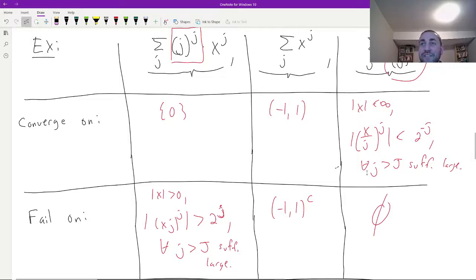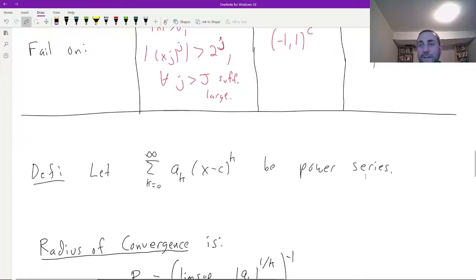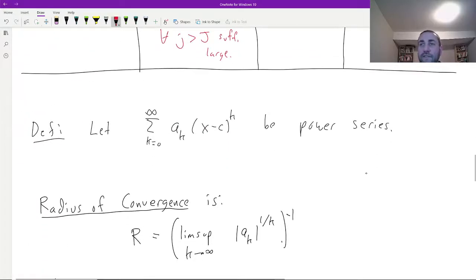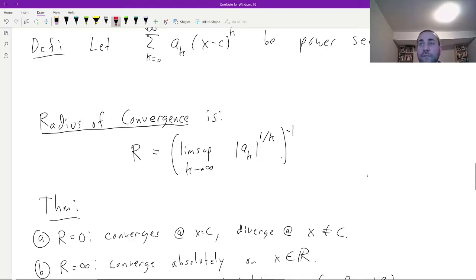Now, it's a little bit hard to just do these arguments for every individual power series, so we want to develop a little bit of a theory. And for the rest of this video, I'm going to have the following notation. I'm going to let the sum from k equals 0 to infinity of a_k times (x minus c) to the k be some power series. And now we're going to give a little bit of notation. We define the radius of convergence of that power series to be 1 over the lim sup as k goes to infinity of the absolute value of a_k to the 1 over k.